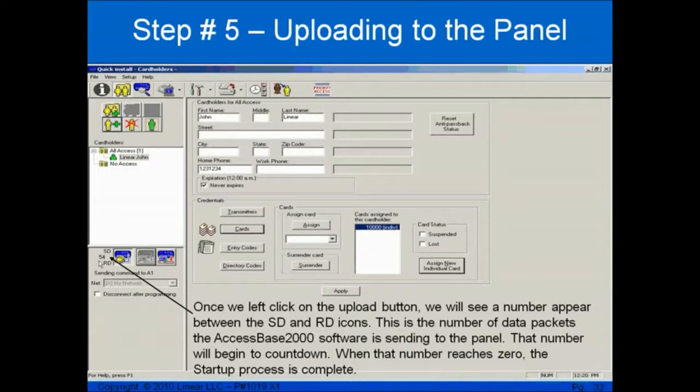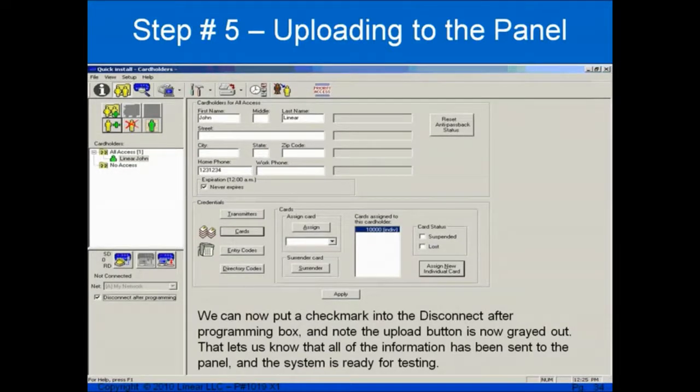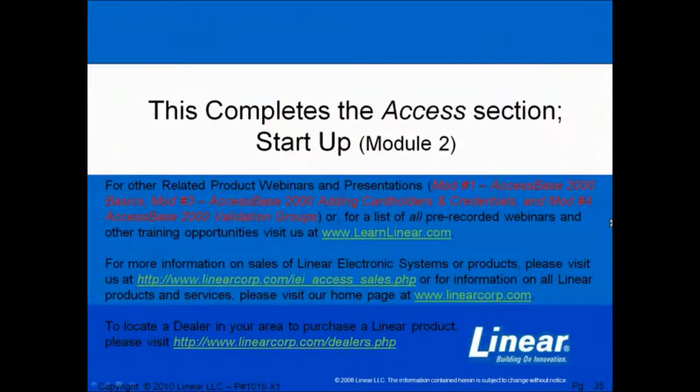Since I'm connected to that panel, it will start counting down, 54, 53, 52, 51. When it reaches 0, I am complete, and I also see that my upload button is now grayed out. When that number is 0, the startup is complete, and our node, our AM3 panel, should be up and running. If I put a check mark in the Disconnect After Programming box, then every time I upload, when the programming is done, AccessBase will automatically disconnect. That completes the startup process.